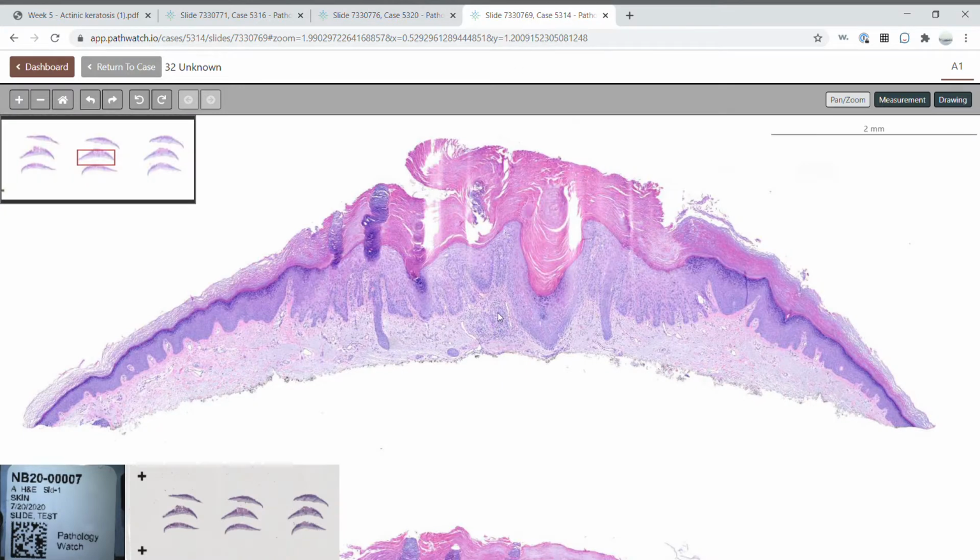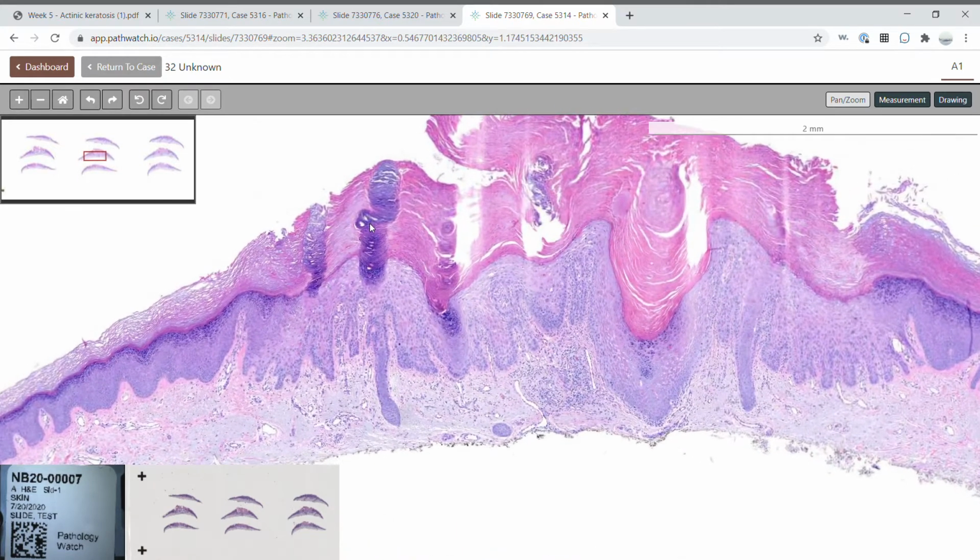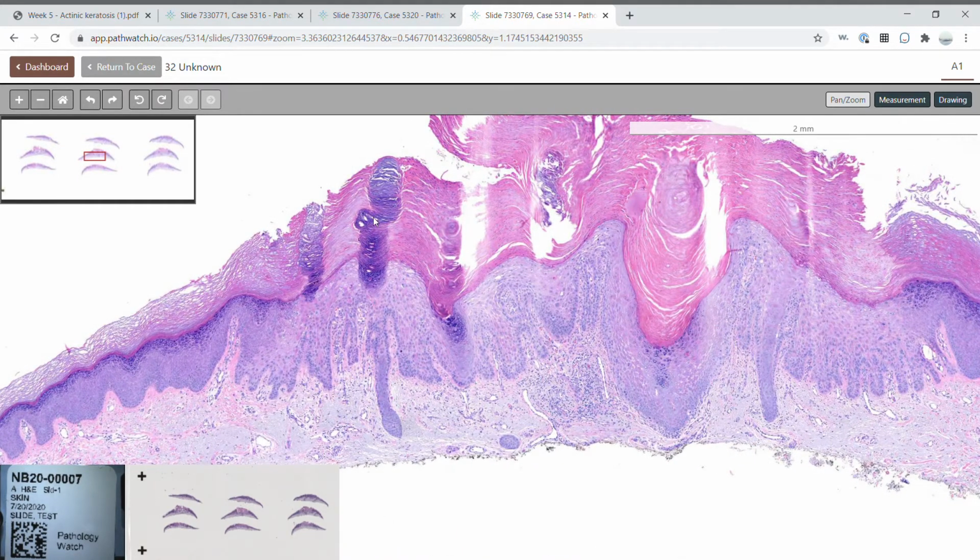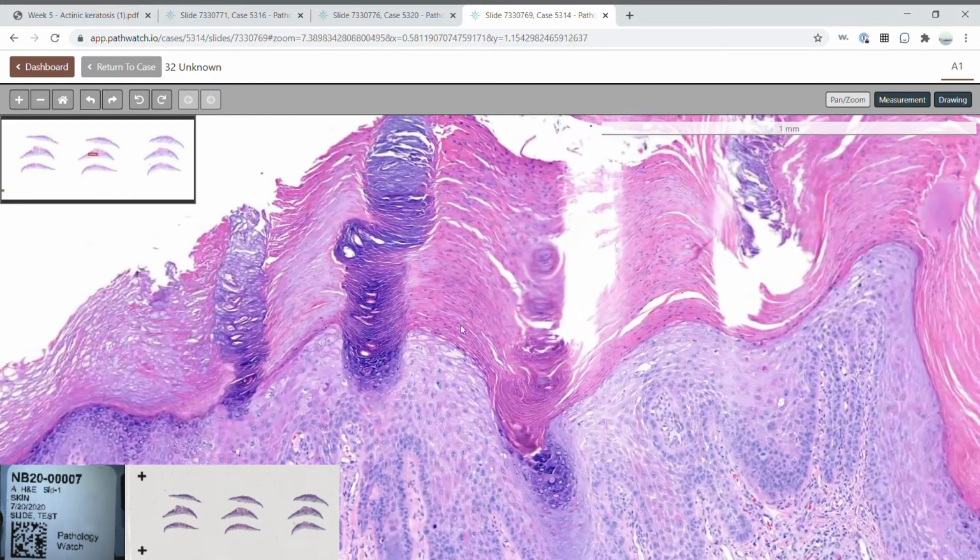Another variant of actinic keratosis is the hypertrophic or hyperplastic variant. Here you can see marked thickening of the epidermis. In addition to that, you can see alternating orthokeratosis and parakeratosis. The orthokeratosis is the location of the follicular infundibula. This is also known as the flag sign.